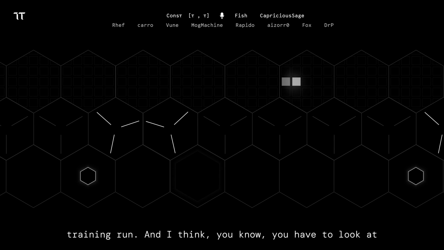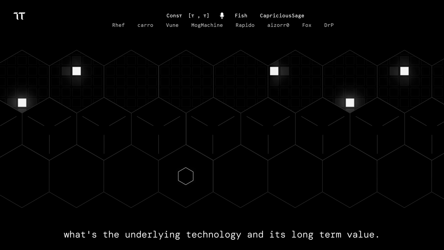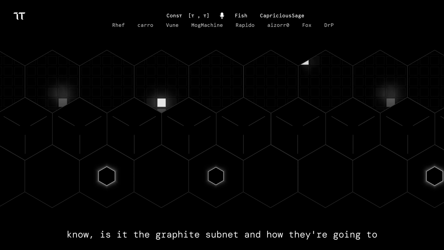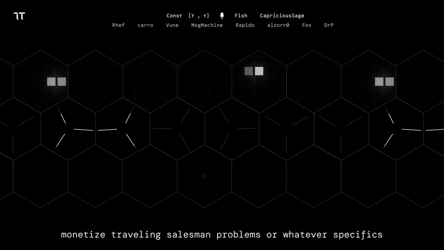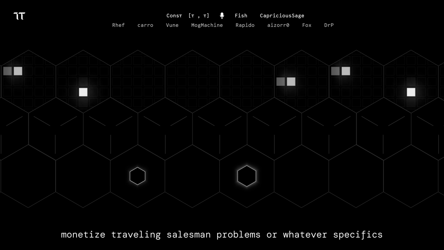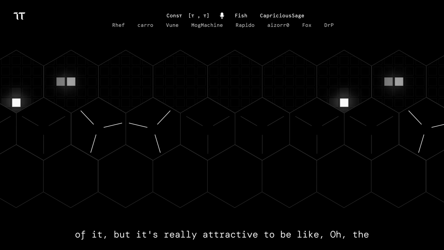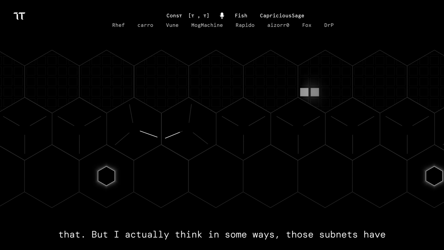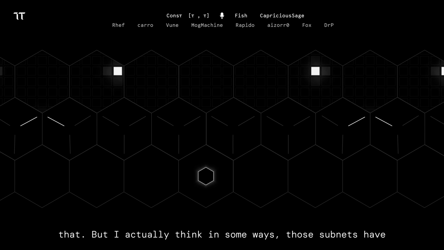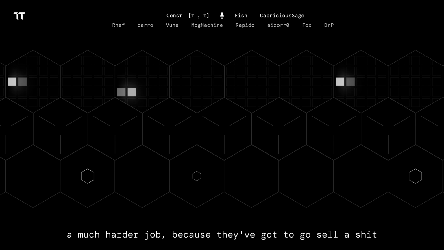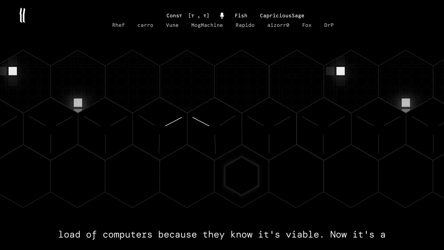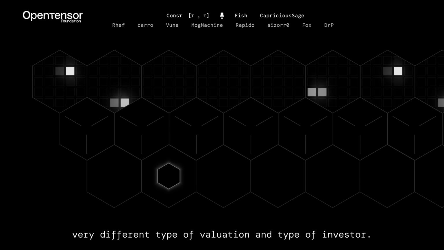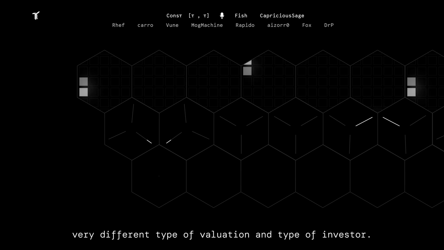I think you have to look at what the underlying technology is and its long-term value. There's a lot of great things in, is it the Graphite subnet, and how they're going to monetize traveling salesman problems or whatever? I don't know the specifics, but it's really attractive to say the obvious thing is let's sell computers because we can sell that. But I actually think in some ways those subnets have a much harder job because they've got to go sell a ton of computers because they know it's viable now. It's a very different type of valuation and type of investor.